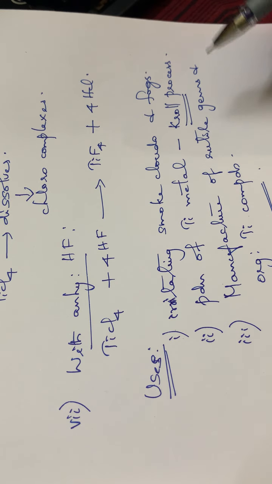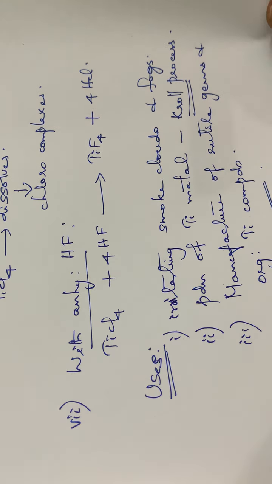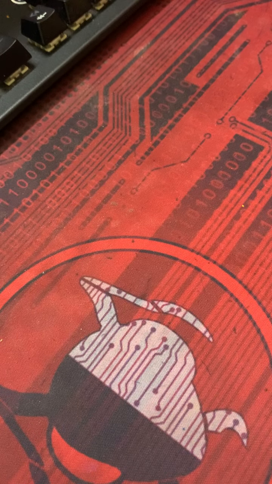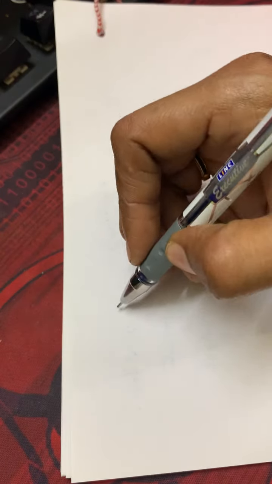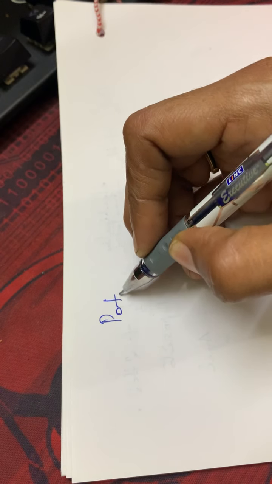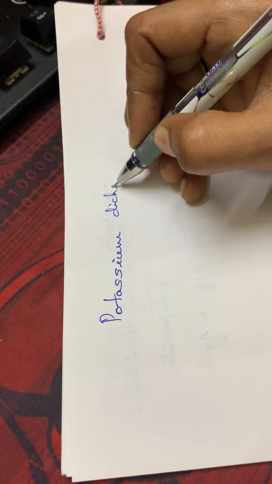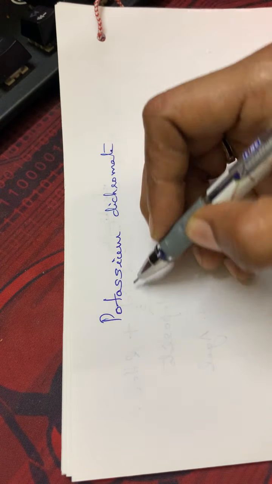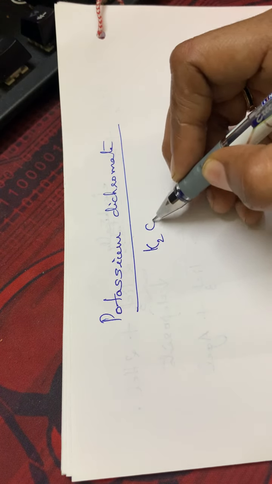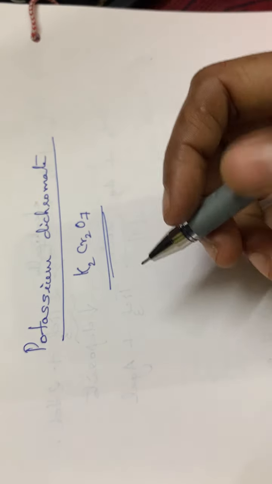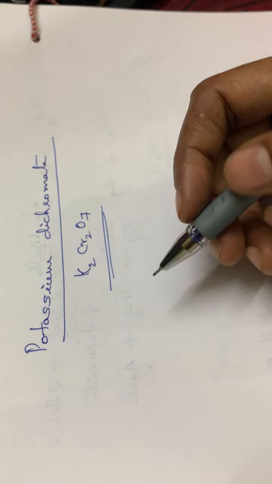So then the next compound we have to go through is potassium dichromate. So this is about titanium tetrachloride. The next one is potassium dichromate, K2Cr2O7. See here, this potassium dichromate in the laboratory.